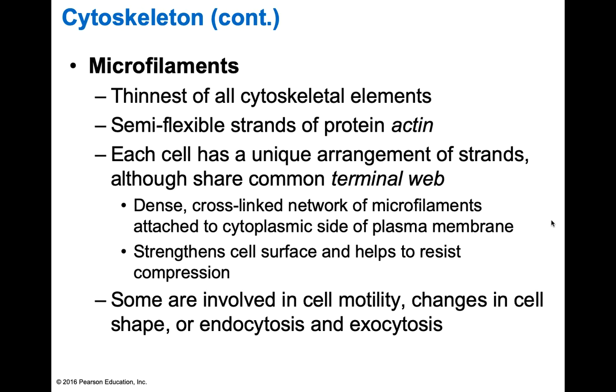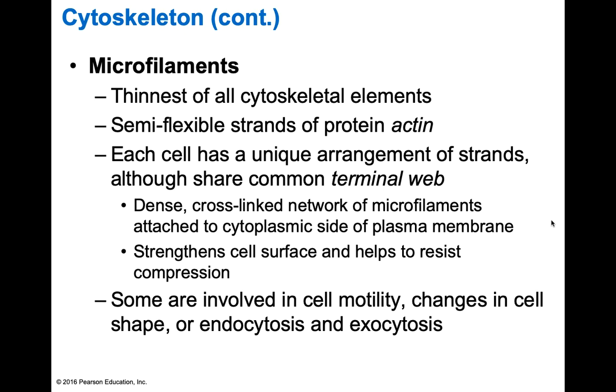Each cell has a unique arrangement of strands, although they share a common terminal web. So we have a dense cross-linked network of microfilaments attached to the cytoplasmic side of the cell membrane, the interior surface, and it helps to strengthen the cell surface and resist compression. So while we don't have cell walls, we do have structures to help maintain the integrity of our cells. Yes, our membranes are flexible and, what I refer to as, quote, squishy, but we do have these cytoskeletal components to help give our cells structure and prevent them from being crushed.